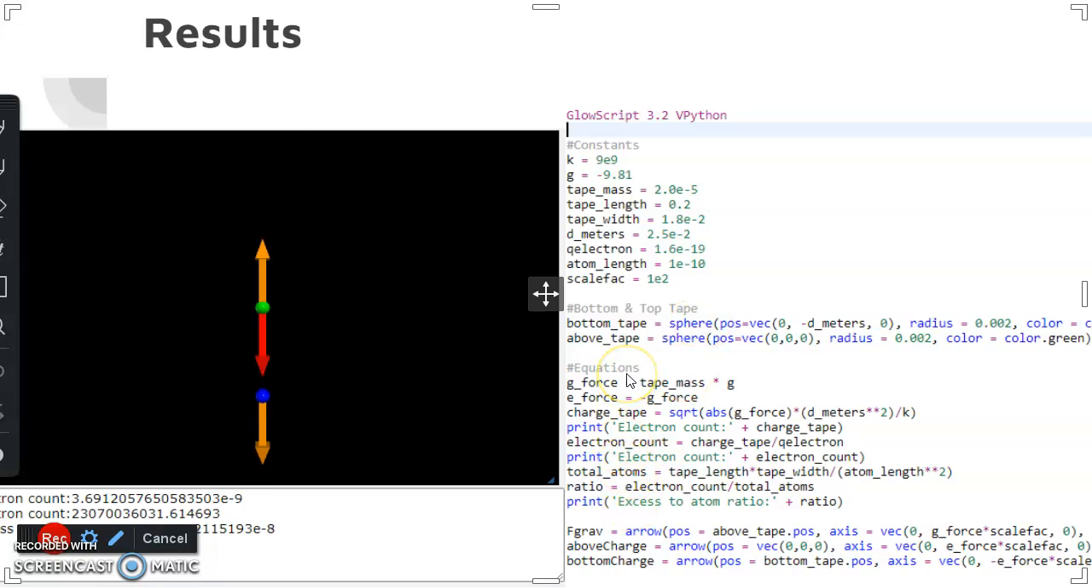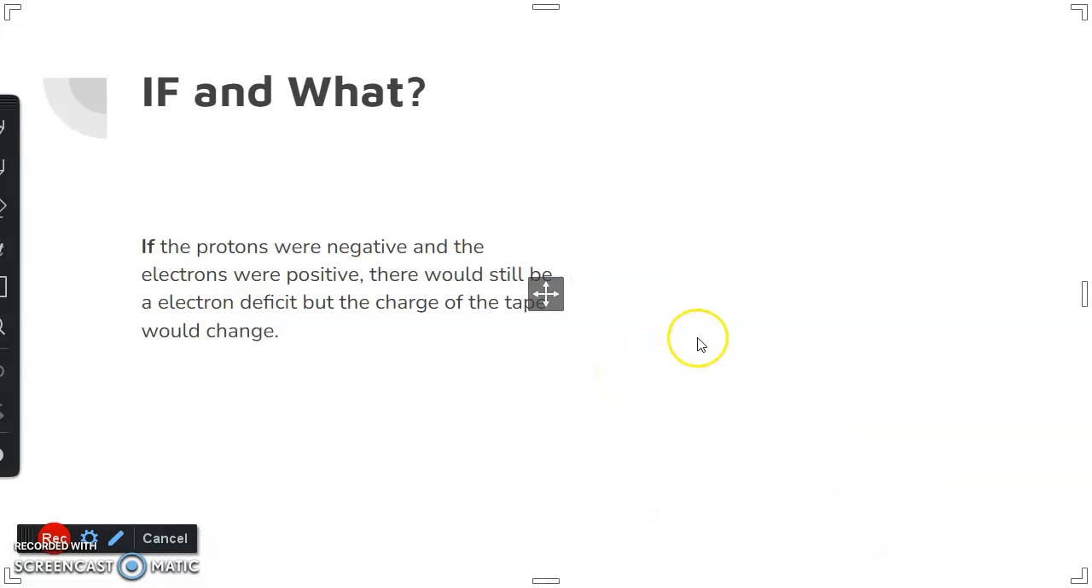Oh, seems like I forgot to put the other part of this, but I can explain it. So if the protons were negative and the electrons were positive, there would still be an electron deficit, but the charge of the tape would change, which means it would act differently with stuff like the charge pen and stuff.